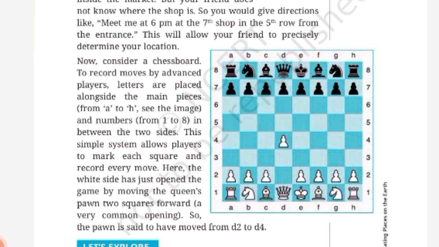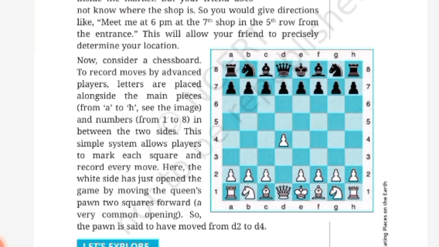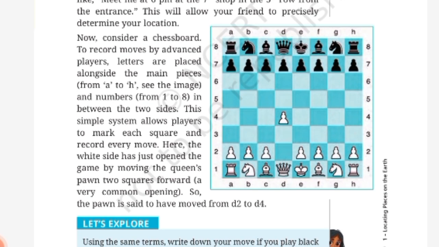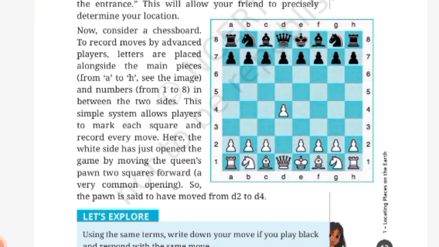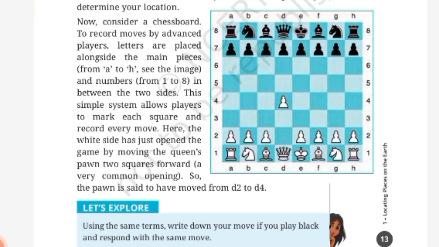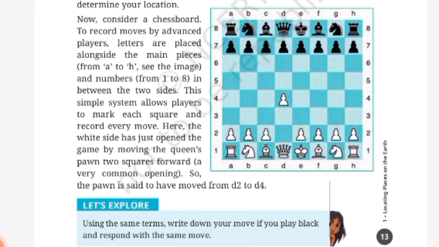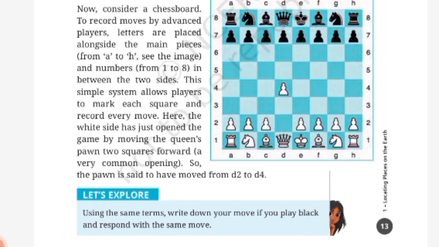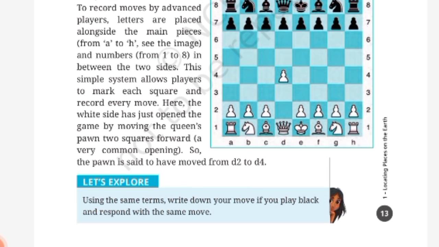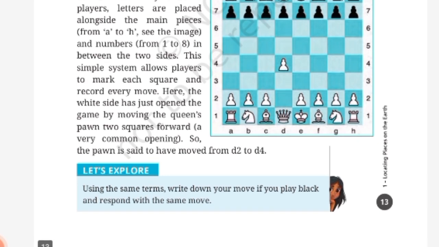Now consider a chessboard to record moves by advanced players. Letters from A to H are placed alongside the main pieces, see the image, and the numbers from 1 to 8 in between the two sides. This simple system allows players to mark each square and record every move. Here, the white side has just opened the game by moving the queen's pawn 2 squares forward, a very common opening. So, the pawn is said to have moved from D2 to D4.